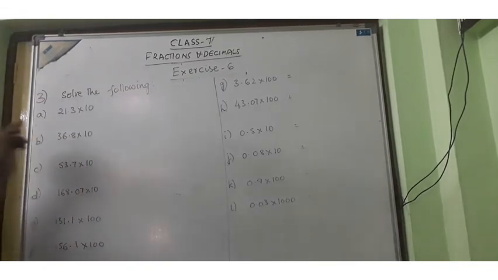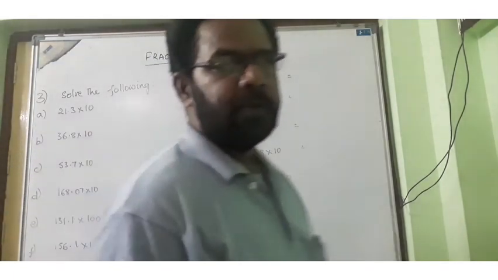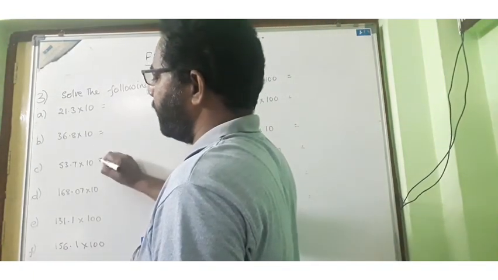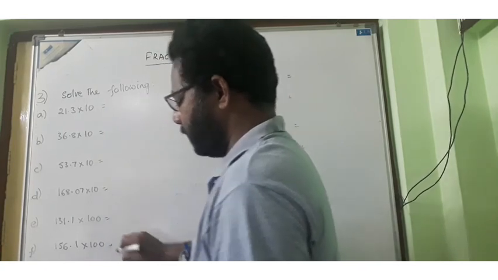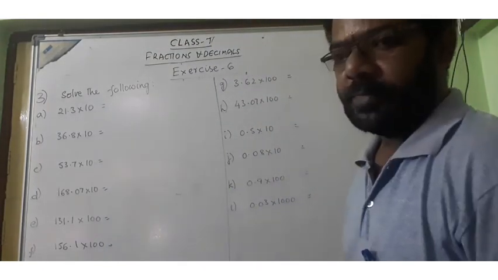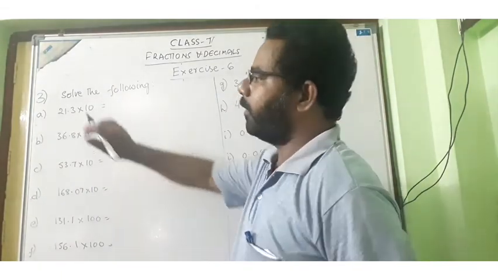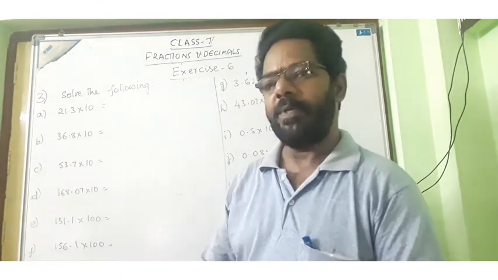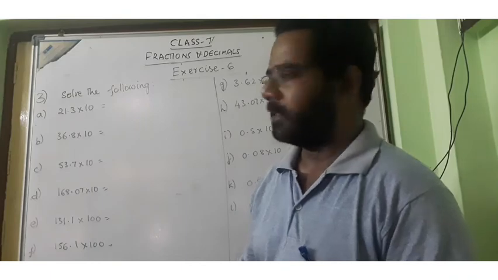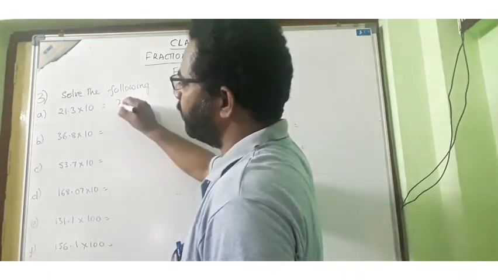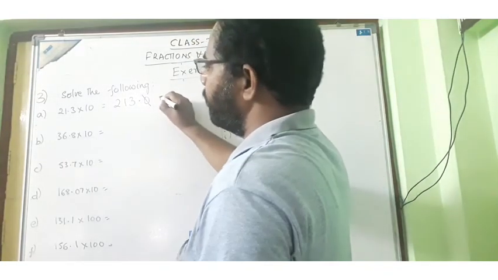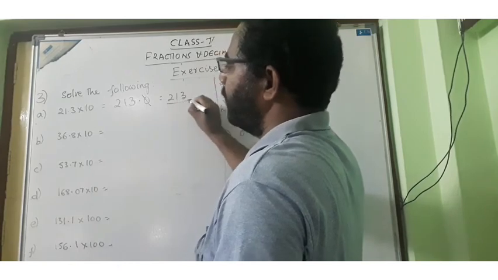See, in the third Roman, they have given totally A to L, that means 12 sums they have given. These all are multiplication of decimals. So multiplication of decimals means easily you can understand, you can do the multiplication of decimals with tens and hundreds and also thousands. Okay, first 21.3 into 10. How can we write? If you multiply a decimal number with 10, the point will be jumping to the right hand side. Already we discussed. So 21.3 into 10 is equal to, you can write 213.0, but after the point 0, no use. So directly you can write 213 is the answer.